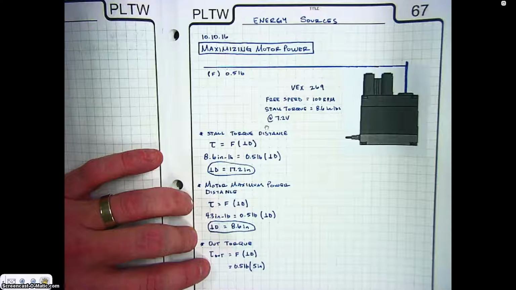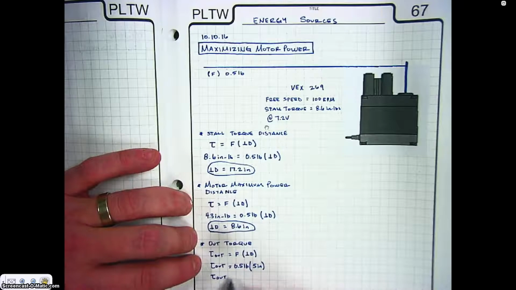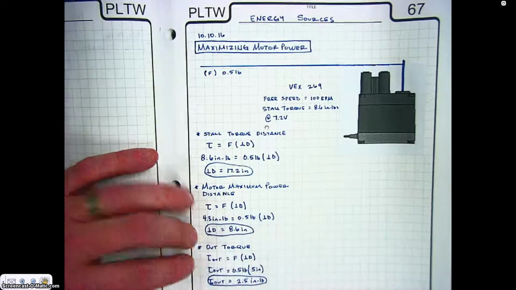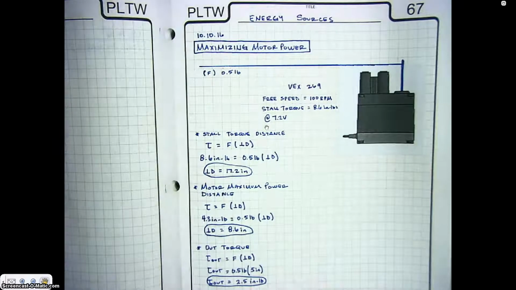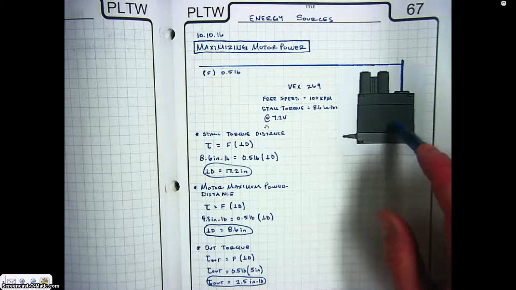So 0.5 times 5 inches gives us an output torque equal to 2.5 inch-pounds. All right. And so the last thing that we can do with that number, that 2.5 inch-pound number, is we can figure out a gear ratio that will help us get the maximum power out of this motor.